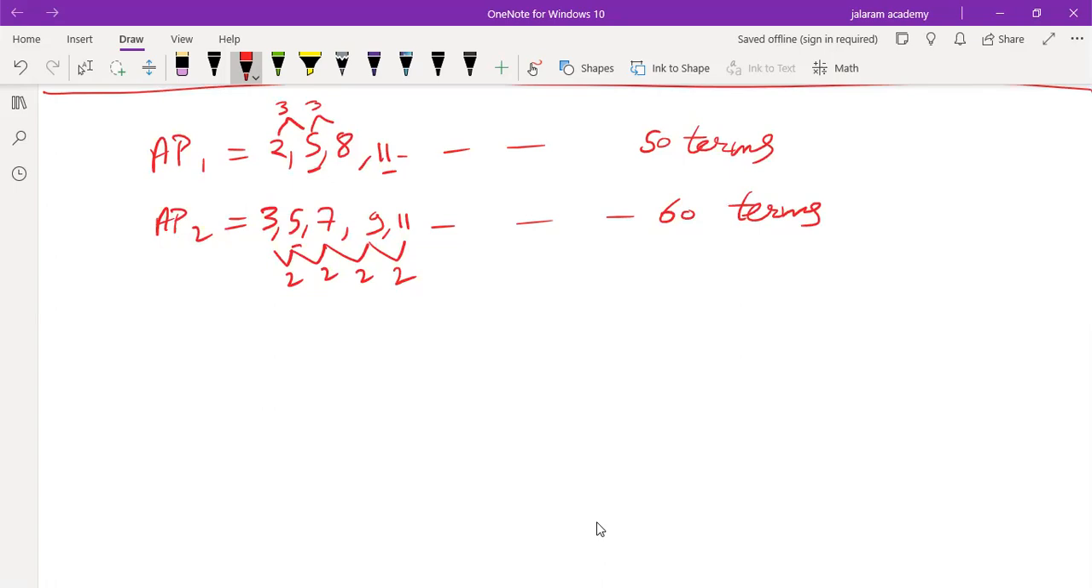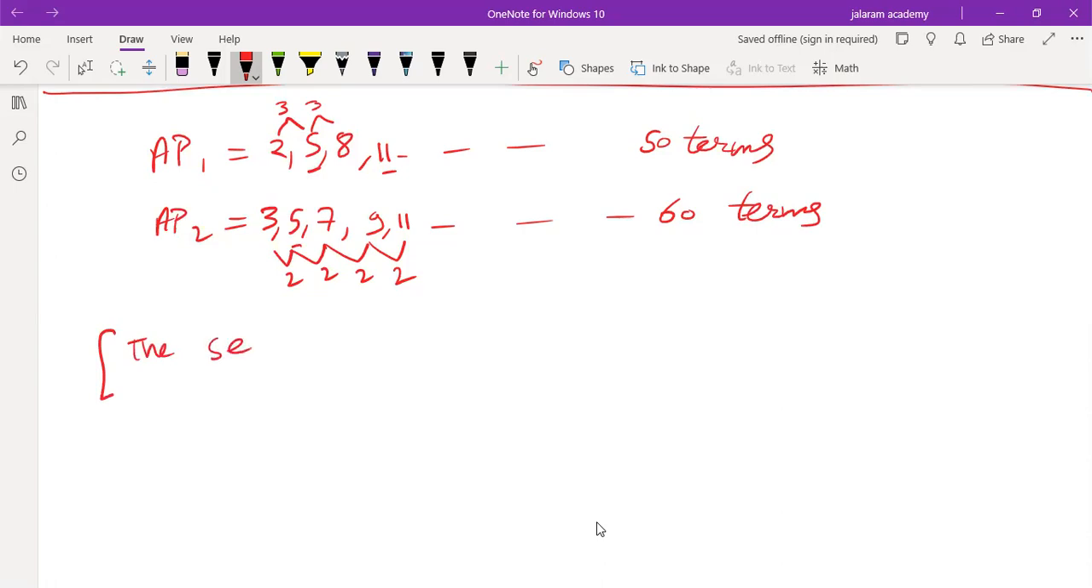And remember, if we write the identical terms of two APs, the series obtained by the identical terms is also an AP. Always remember this property.